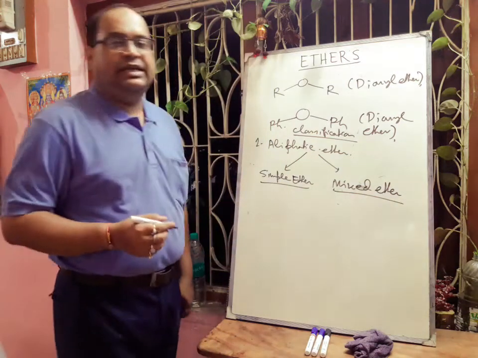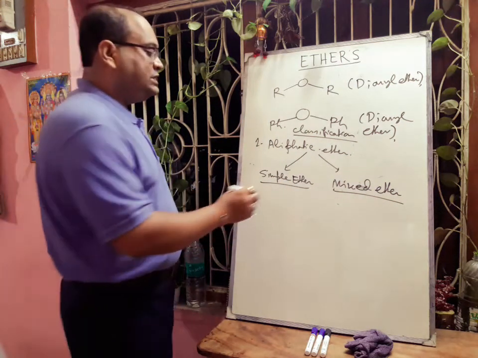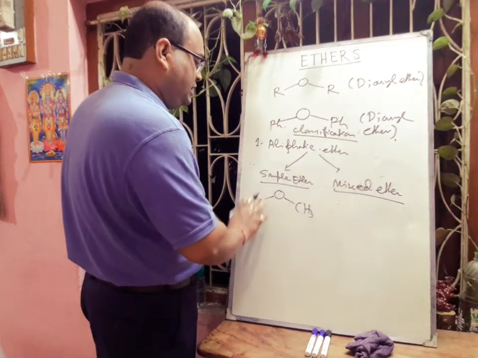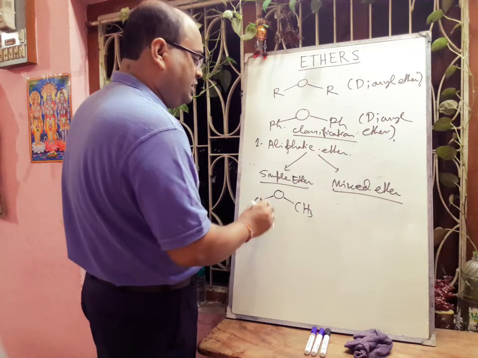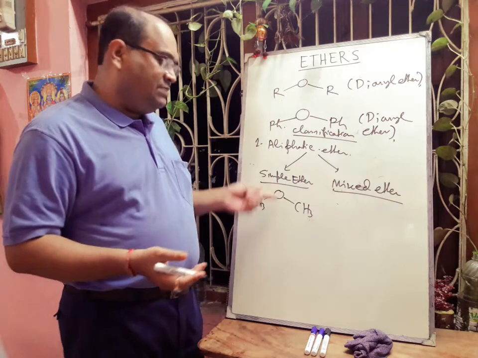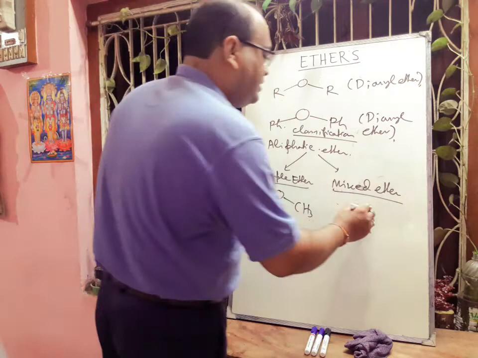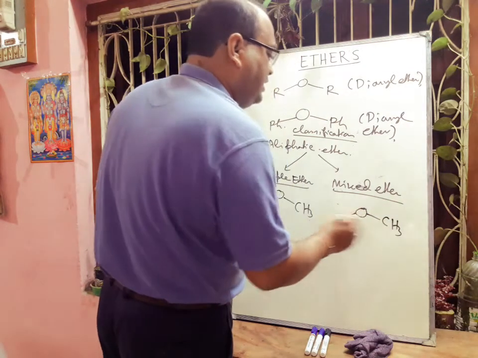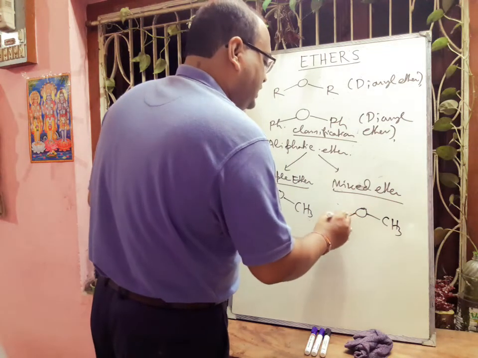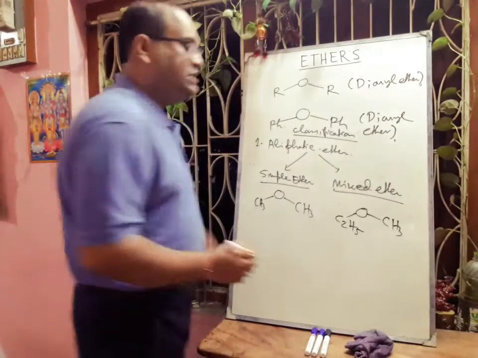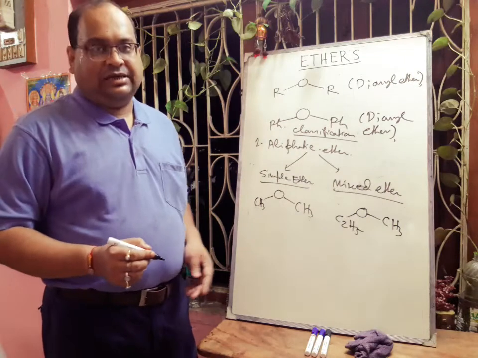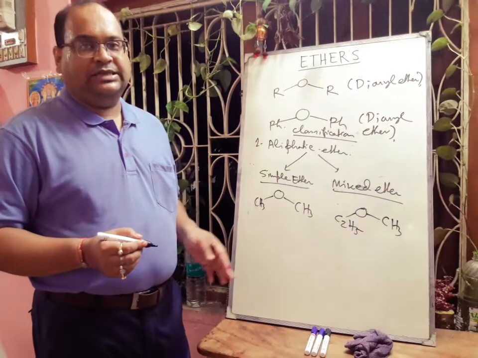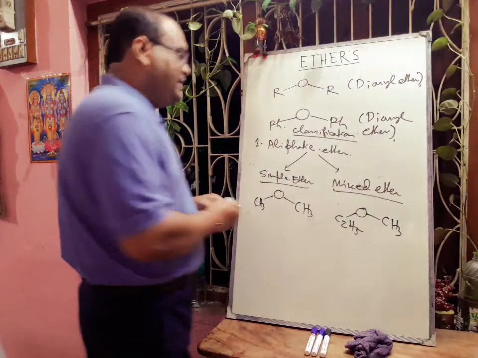In simple ether, it will be symmetrical. Both sides there will be the same alkyl group. So if both sides there is methyl, that is dimethyl ether, or diethyl ether. These are simple ethers. But in case of mixed ether, on both sides of oxygen there will be different groups. On one side methyl is attached to the oxygen and on the other side an ethyl group. So this is methyl ethyl ether. So this is one mixed ether. Hope you can understand.